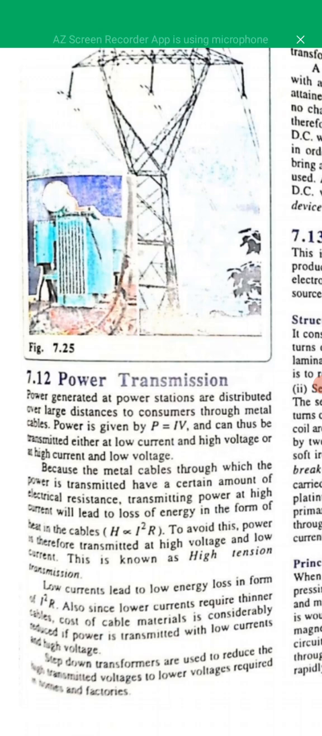So there are two ways power can be transmitted, either at low current and high voltage or at high current and low voltage. Now, because the metal cables through which the power is transmitted have a certain amount of electrical resistance, every metal cable, every wire, copper wire, tin wire, any wire I can mention of, they have a certain amount of resistance. Transmitting power at high current is very, very risky, because when you do that, you're having issues with the tension with the cables every time. When you do that, it will lead to loss of energy in the form I square R. That means it will lead to power loss.